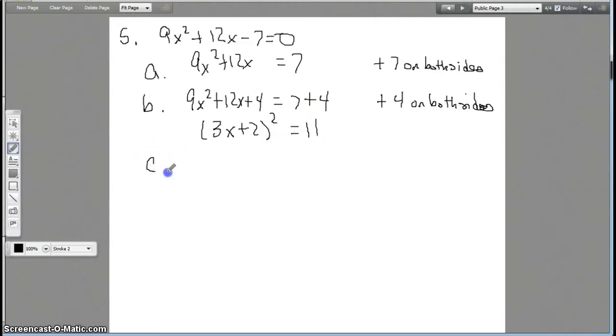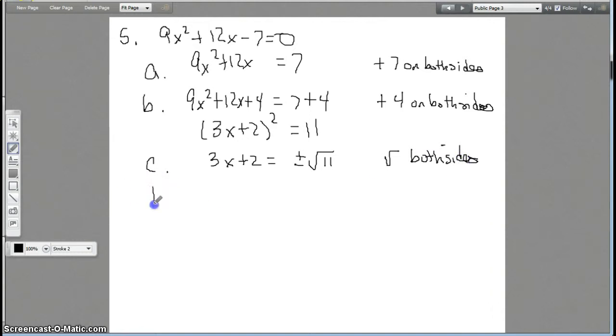And then part C is 3x plus 2 equals plus or minus the square root of 11. What did they have to do to get from this step to part C? Well, it looks like they took the square root of both sides. So I'm going to say square root both sides. Oops, I left out my E.